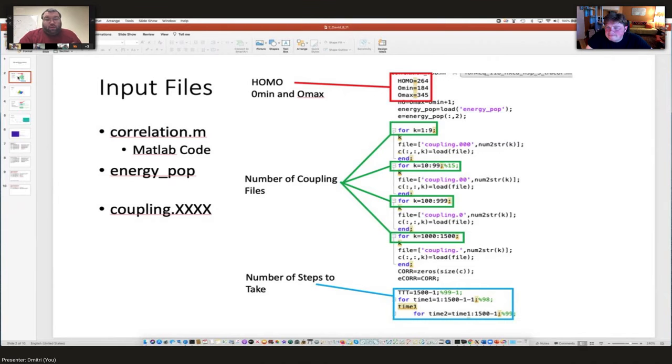So then, once you modify these parameters for your specific model, you want to run your MATLAB code, which will give you an output file, which is the RRR file. If you want to go to the next slide.